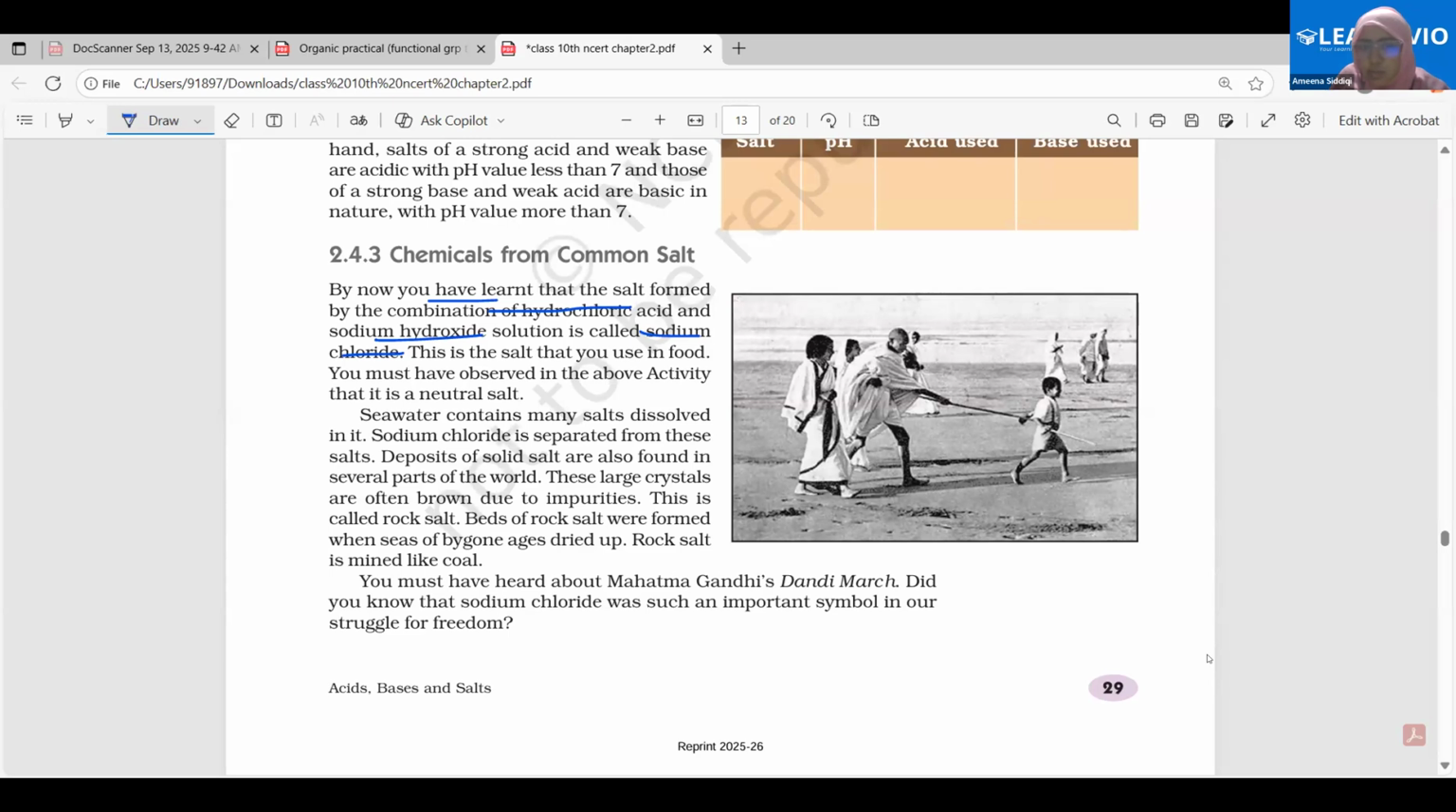It is the salt that is used in food. Fine. Now see, it is a neutral salt. Why is it a neutral salt? Saad will answer this at the end of the class. Seawater contains many salts dissolved in it. Sodium chloride is separated from these salts. Deposits of solid salt are also found in several parts of the world. Fine. This is seawater, okay? As already discussed in previous classes, especially in the ninth standard, seawater has many salts, which are present in a more homogeneous form.